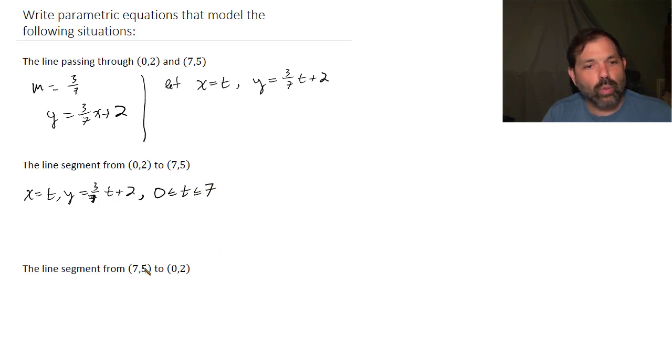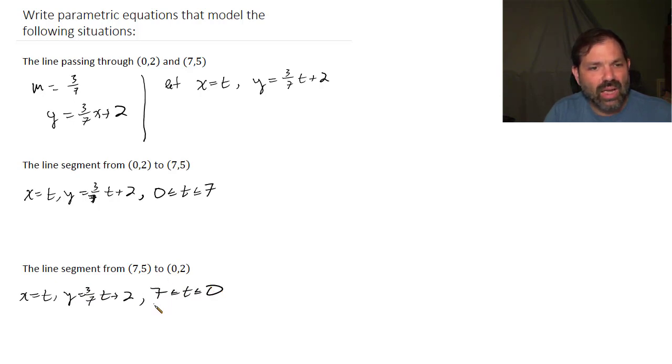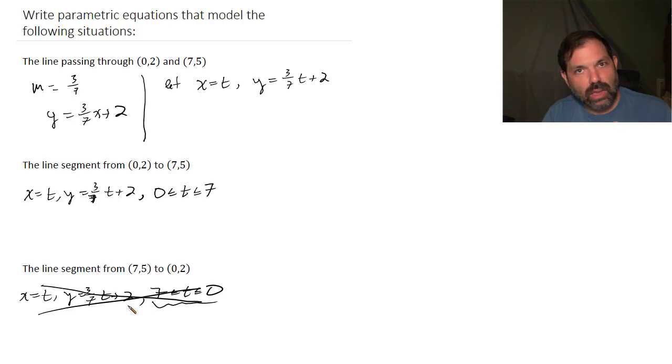But that won't work if I wanted the other direction. If I wanted the line segment from (7, 5) to (0, 2), I can't do this: x equals t, y equals 3/7 t plus 2, and then 7 is less than t is less than 0. This statement doesn't make any sense. 7 is not less than 0, so I can't use this. But what I can do instead is a slight change on this idea.